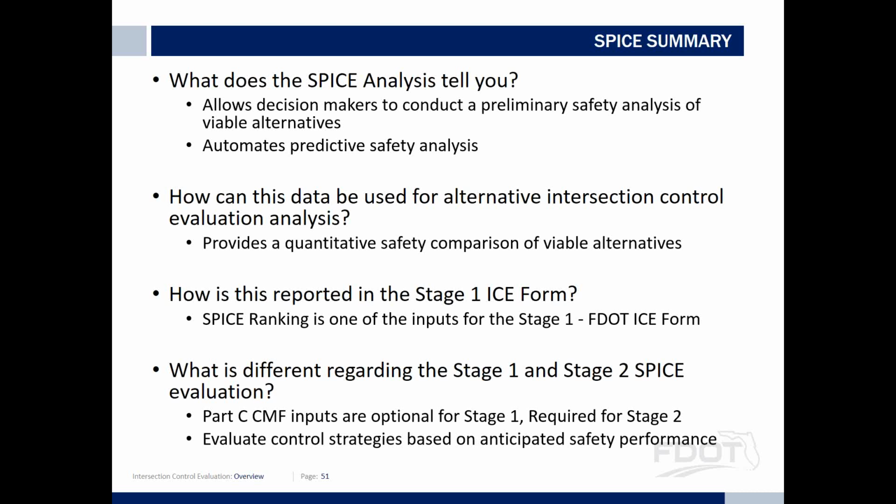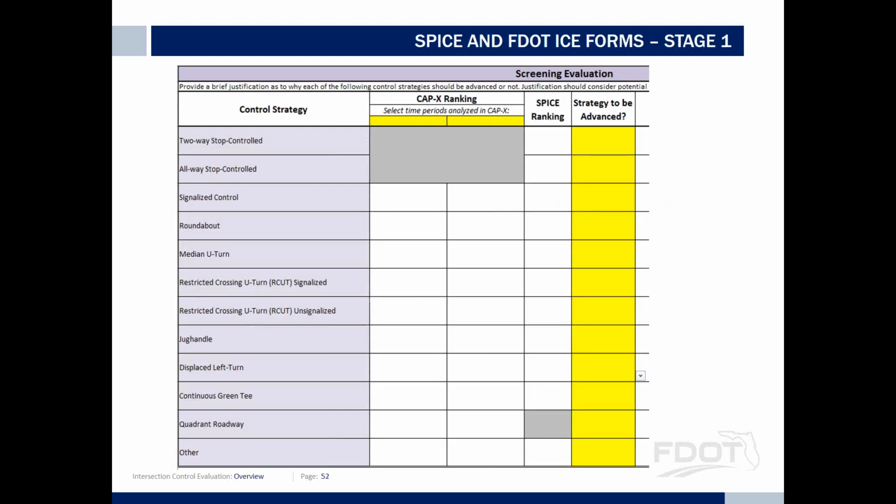But Part C is really the strongest. That's site-specific safety performance evaluation, and it's the strongest of all the parts of the manual because it gets into particular sites and does not do, I would say, network screening level analysis or any of that. And here's the input value in the form for the SPICE ranking. That's where it goes.